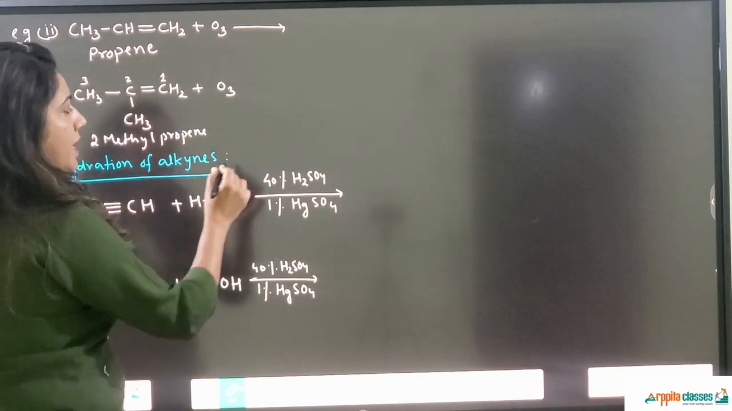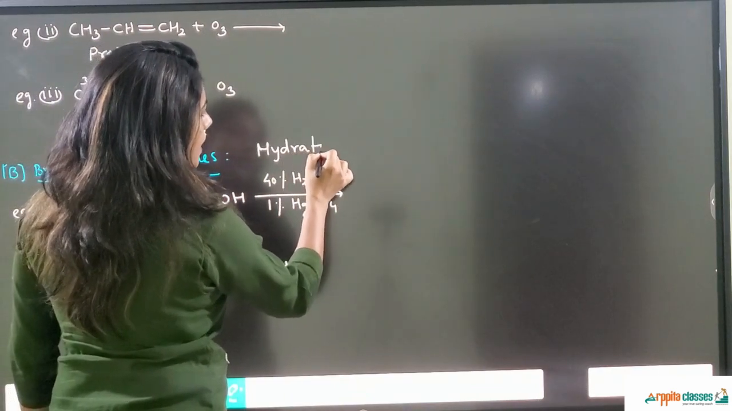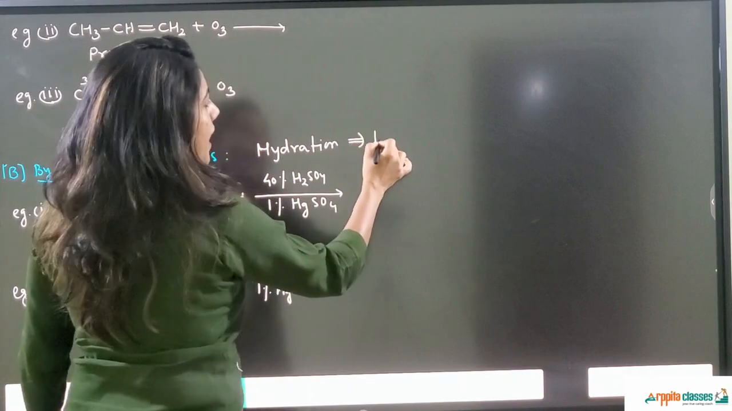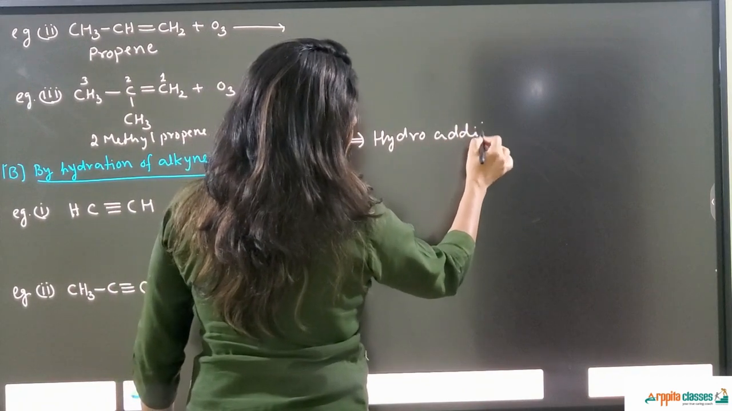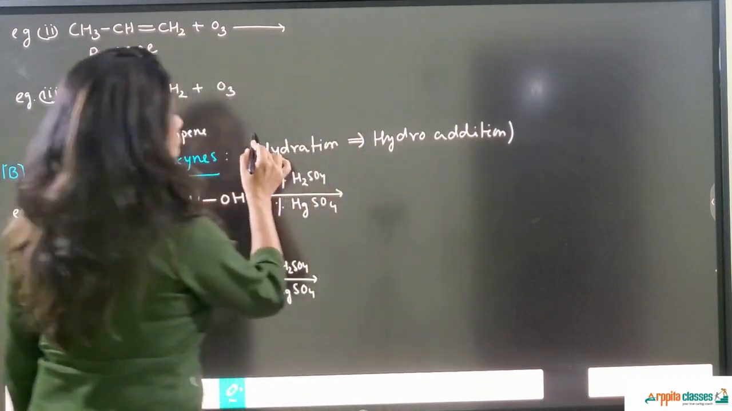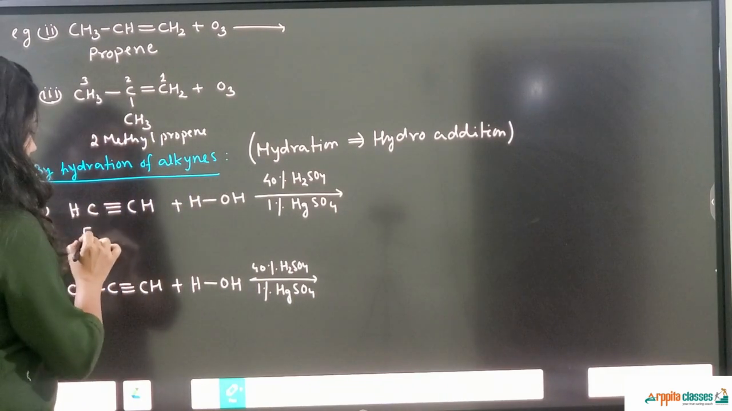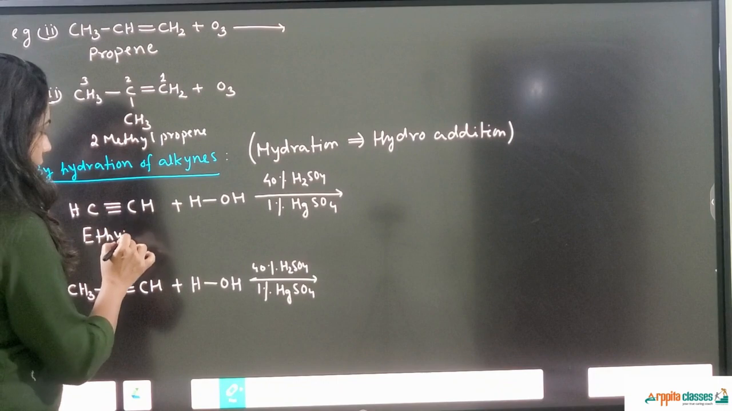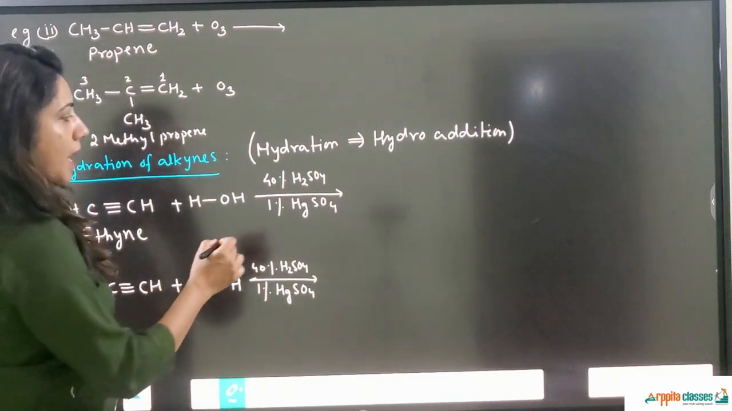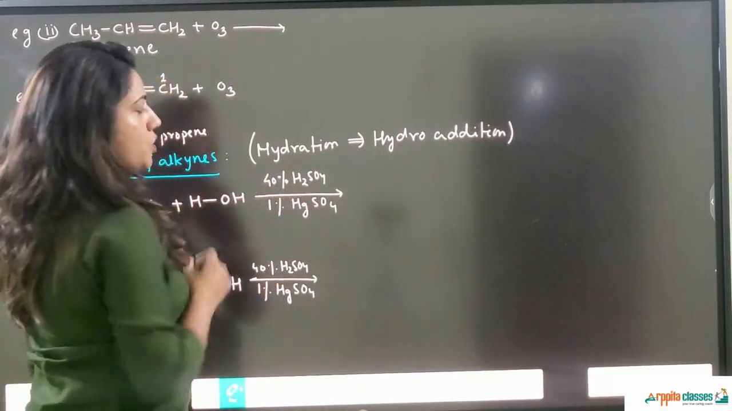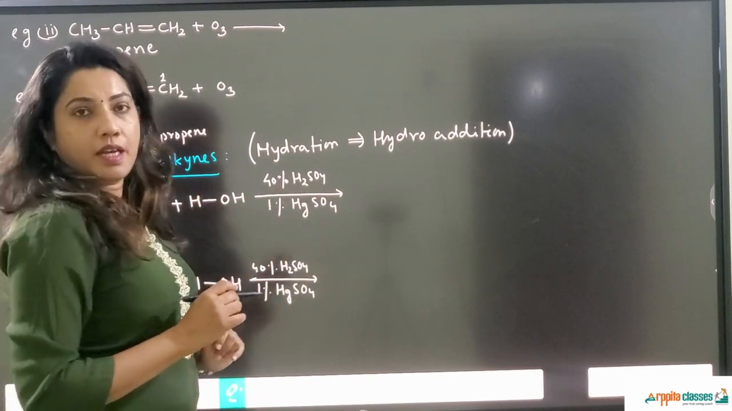Now what is meant by hydration? The meaning of hydration is hydroaddition. If you split it up, it is hydroaddition. That means addition of water will be taking place. Hydration of alkynes. So this is ethyne, the first member of the alkyne series, and we are adding HOH here, but the reaction happens in the presence of 40% H2SO4 and 1% HgSO4, mercuric sulfate and sulfuric acid.